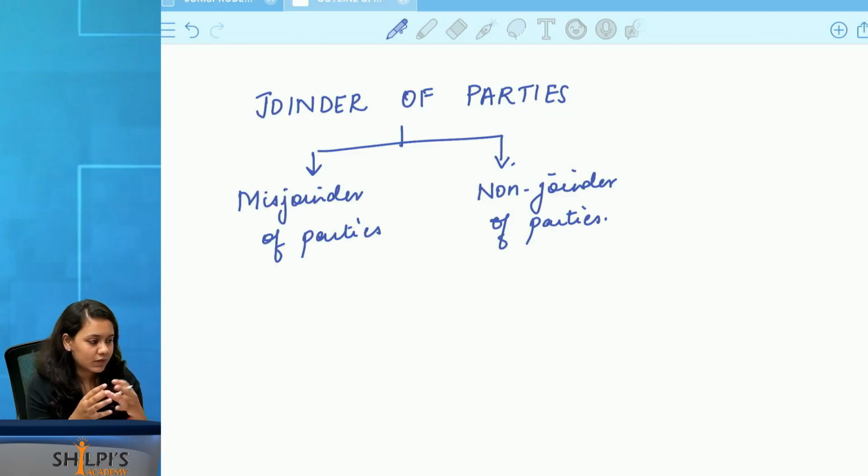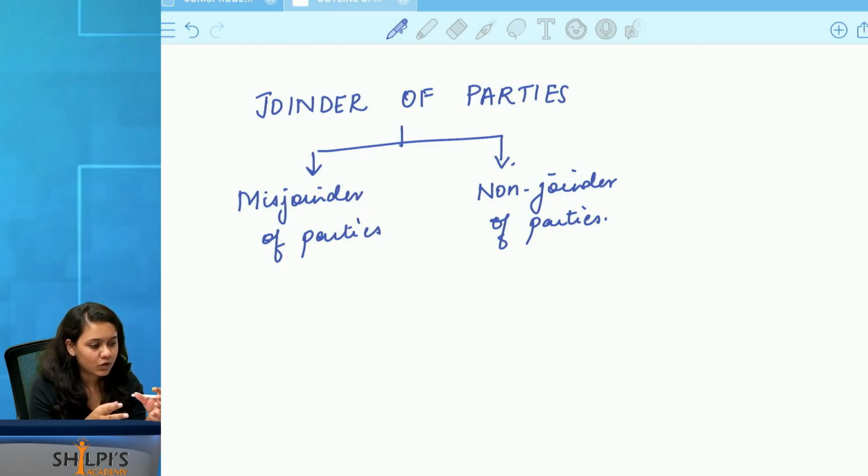And let's say that out of the 10,000 plaintiffs that are there, only 10 people, or let's say only 100 people, go before the court of law. The court can give a remedy only to those 100 people, because whosever name is there in the suit, they will only get the remedy. So what happens to the remaining 9,900 shareholders?